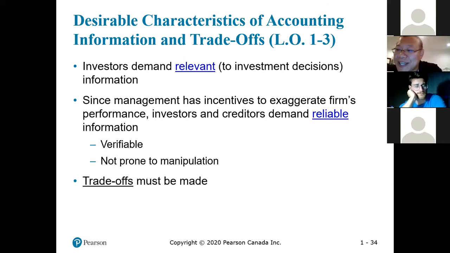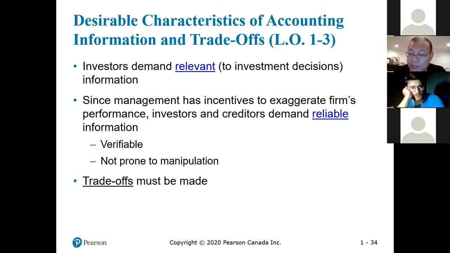The suppliers could exaggerate the information, right? The investor will hope that the information provided by the supplier should be reliable. If it's relevant but not reliable, how useful will that be, okay? However, you cannot get both at the same time. Relevancy and reliability is a trade-off. You cannot get both at the same time.